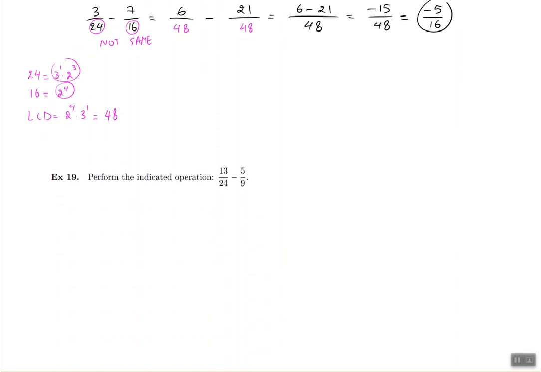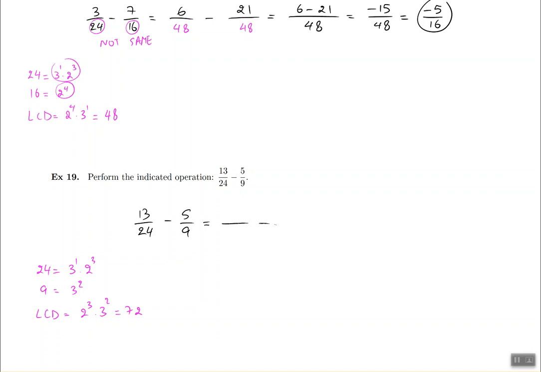So let's take a look at the next one, 19. It says 13 over 24 and 5 over 9. So think about what would the LCD be in this case? Well, let's see. 24 is 3 times 2 cubed, just like before. 9 is the same as 3 squared. So the LCD would have to be 2 to the power of 3, 3 to the power of 2. So this is literally 8 times 9, which is 72. So my LCD is going to be 72.